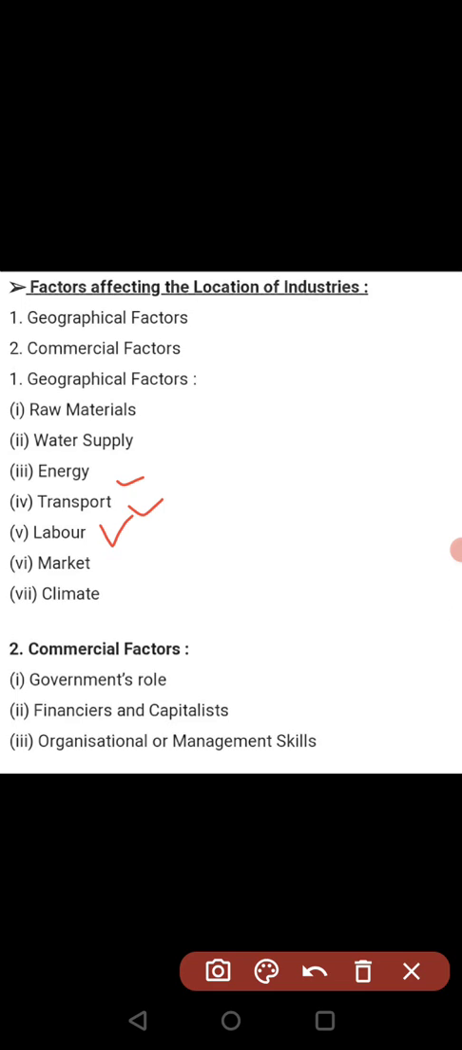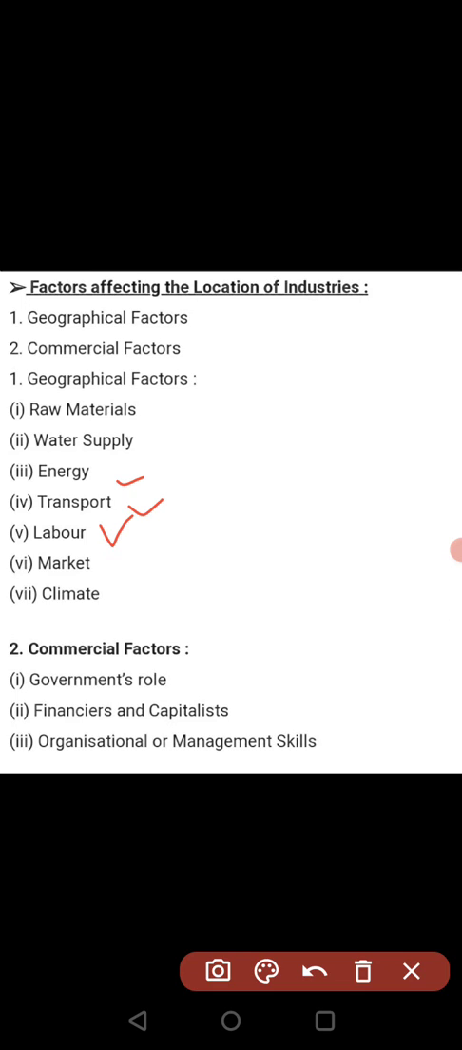Now commercial factors means those which are related to the business strategy. First is the government's role. The government has a good role to play. Government policies always provide an incentive to the industry owner to set up its industry. People are attracted to invest in the area in which the government is providing incentives. So it becomes helpful, a motivation to establish industries, if the government is providing some policies.